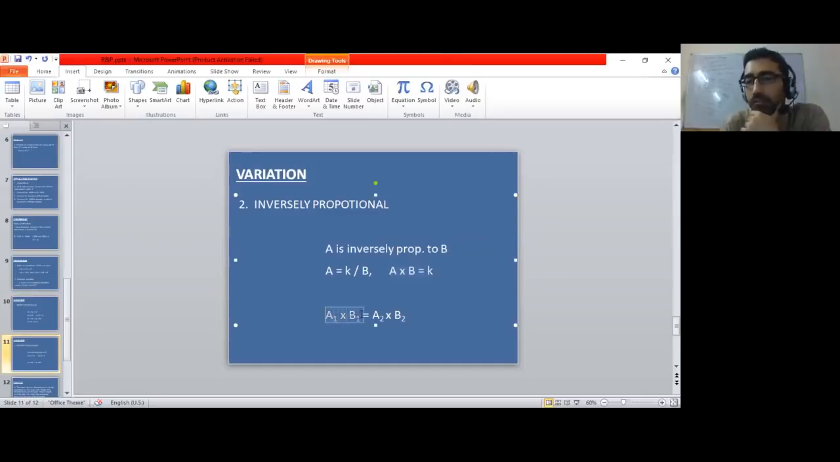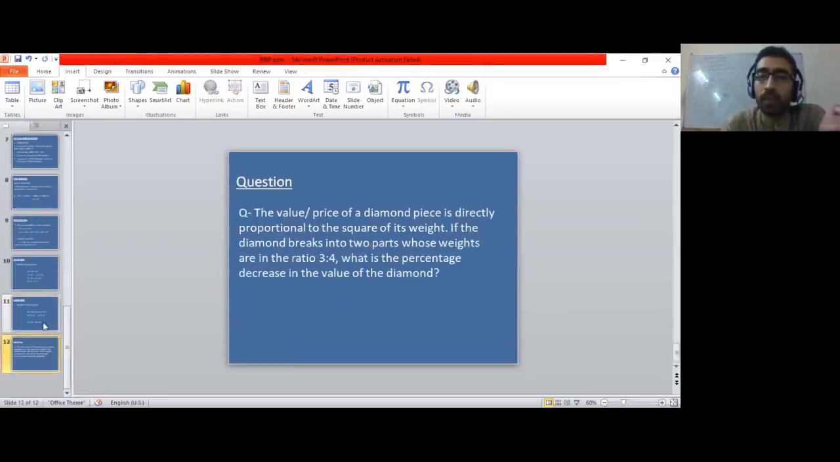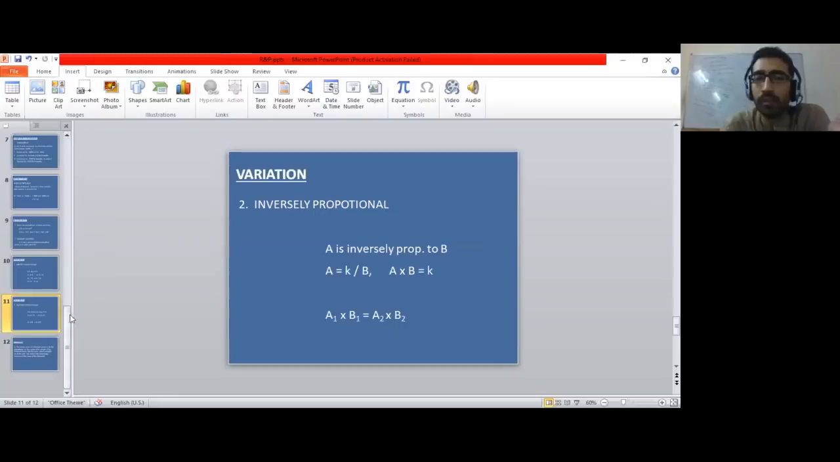Which means, if I have two different values in two different instances for both variables, then their product A1 into B1 will be equal to A2 into B2. Yeah. So an example here could have been, of course, if speed is inversely proportional to time, and I can give you values of speed and time, then you can calculate. Is this clear?